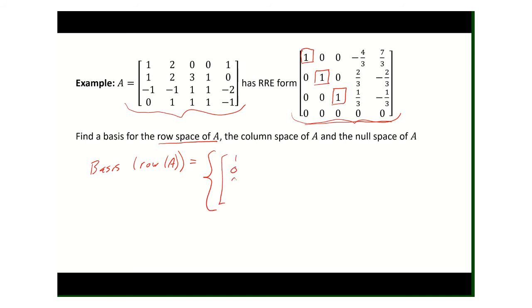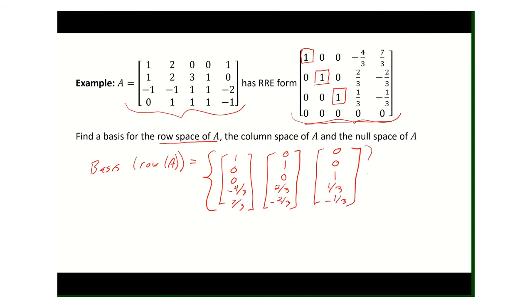So the basis for the row space of A is equal to 1, 0, 0, minus 4 over 3, 7 over 3. Your second row, 0, 1, 0, 2 over 3, minus 2 over 3. And your final row, 0, 0, 1, 1 over 3, and minus 1 over 3. There is your basis for the row space. You don't need the third one because it's already taken care of.